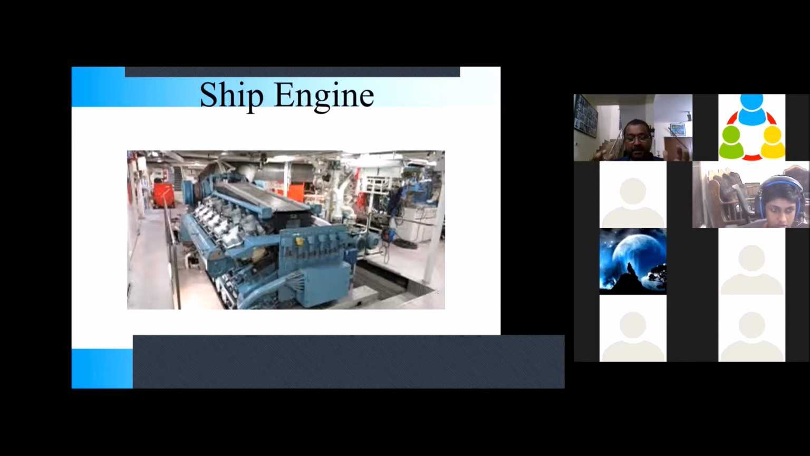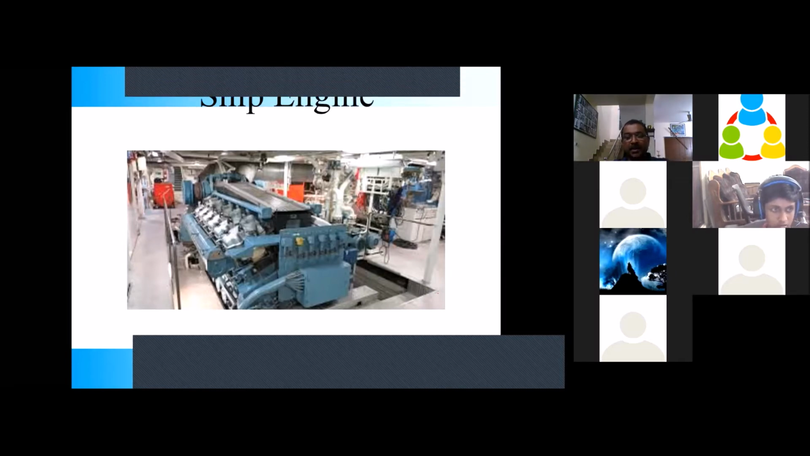If it is a big ship, for the propulsion itself, there will be one or two engines. One big engine and another a small engine. The small engine is also called a port engine. When the ship approaches a port, it has to move at a very low speed. So the captain, or the control room people, will switch over to the smaller engine so that the ship will move slowly.